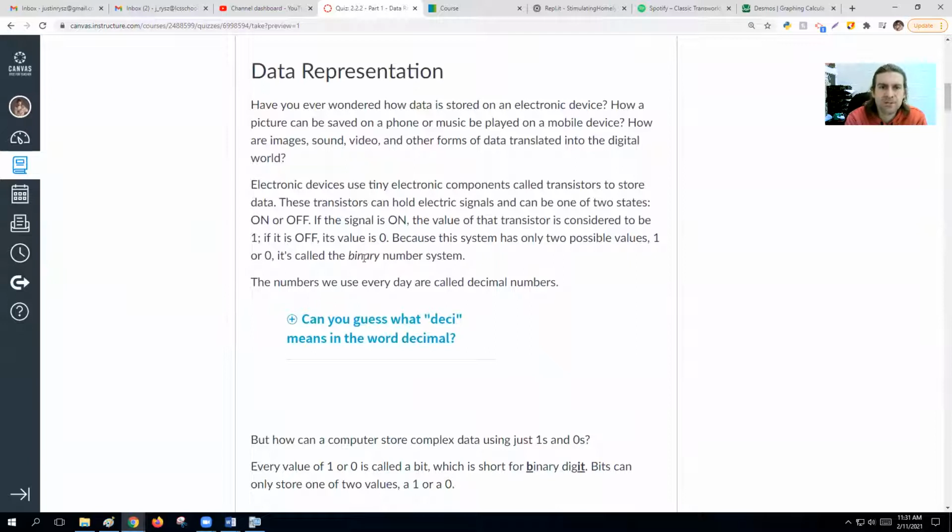All right, so let's talk about data representation. Have you ever wondered how data is stored on an electronic device, like how a picture can be saved on a phone or music can be played on a mobile device, or how images, sound, videos and other formats are translated into the digital world? Devices use tiny electronic components called transistors to store this data. These transistors can hold signals in one of two states, either on or off. If the signal is on, the value of the transistor is considered to be 1. If the signal is off, it's considered to be 0. Because of this, there are only two possible values, 1 or 0, and this is called a binary number system.